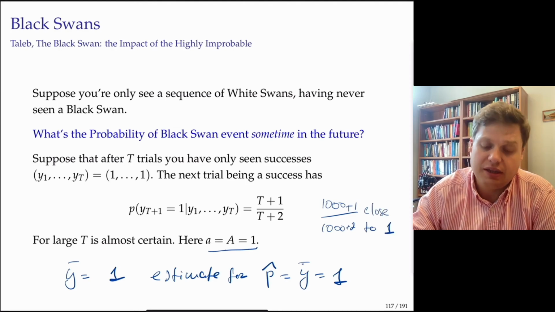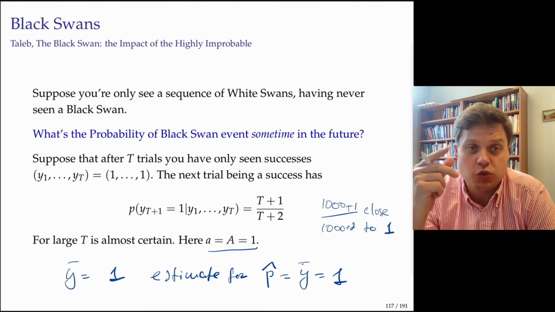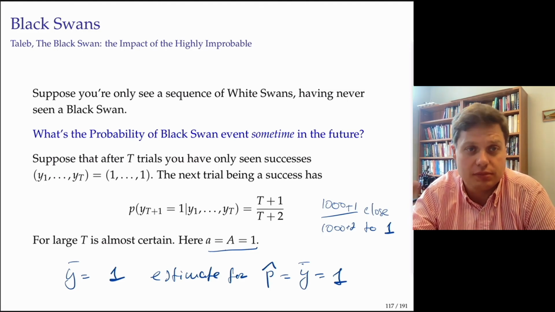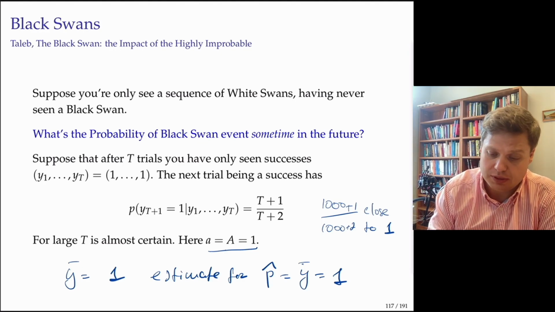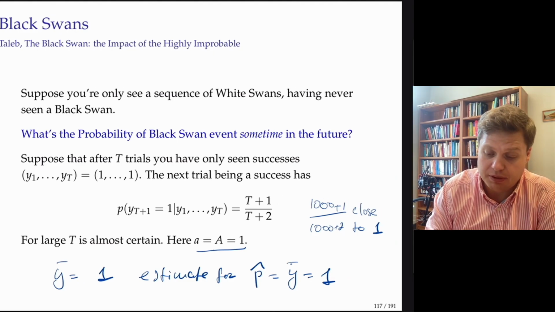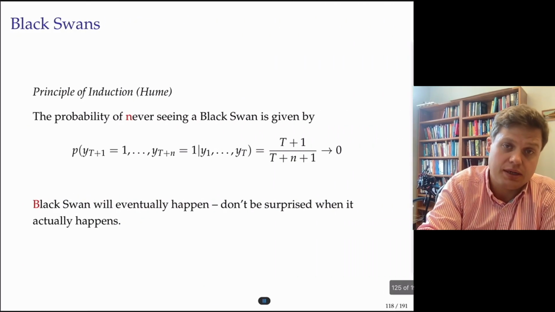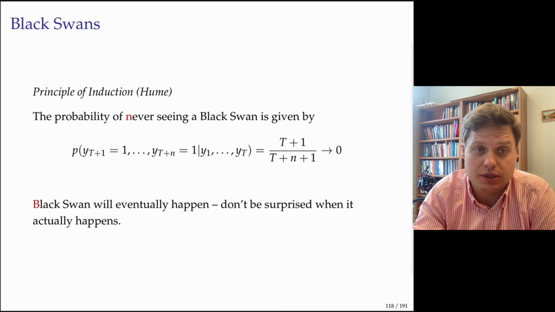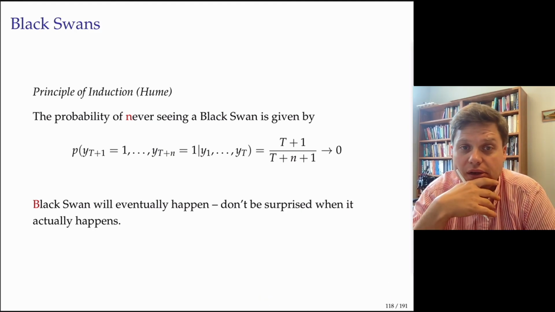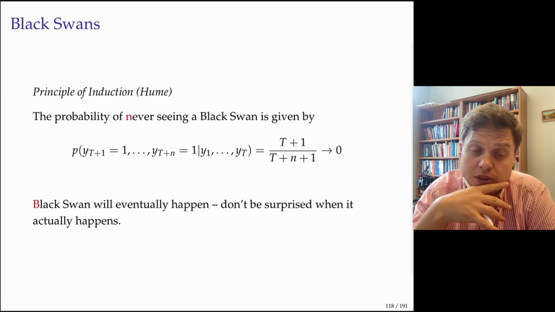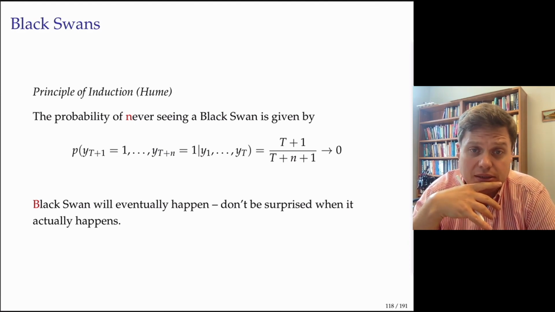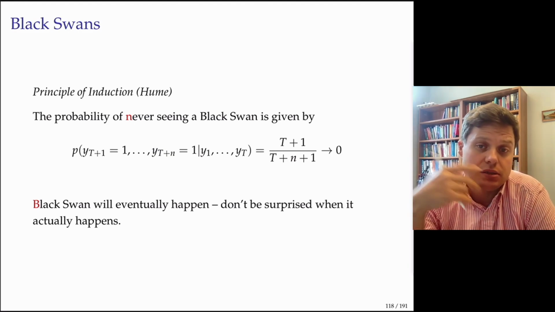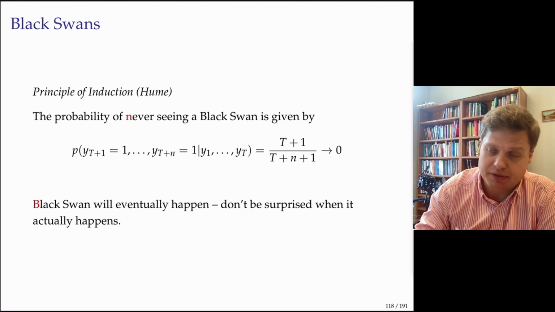So you always leave this chance of a black swan in Bayesian learning, and essentially Taleb through this book argues that this is the right approach to do things. You always have to assume that something can happen even though you've never experienced something of that sort. And so here is the calculation. The probability of never seeing a black swan goes to 0 as the number of observations goes up. But eventually it happens, and you basically don't have to be surprised if it actually happens.